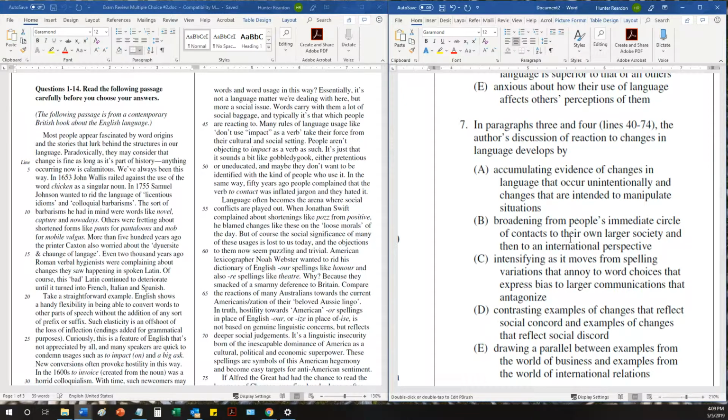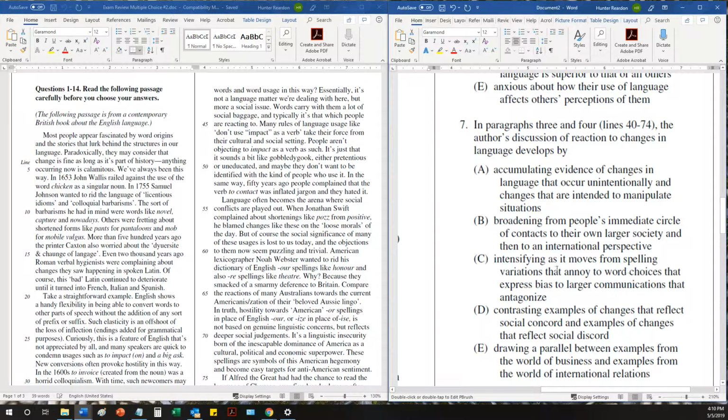So given all of these facts, answer choice B here is the one that checks out, broadening from people's immediate circle of context to their own larger society and then to an international perspective. A is wrong because the author doesn't really talk about intentional language changes. The C is just layers and layers of wrong. That doesn't work at all, right? Spelling is not a major feature of the argument until the end of the section to which the question is referring, 40 to 74.